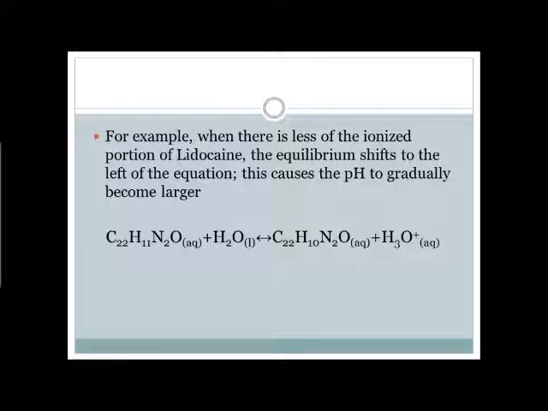For example, when there is less of the ionized portion of lidocaine, the equilibrium shifts to the left of the equation. This causes the pH to gradually become larger.